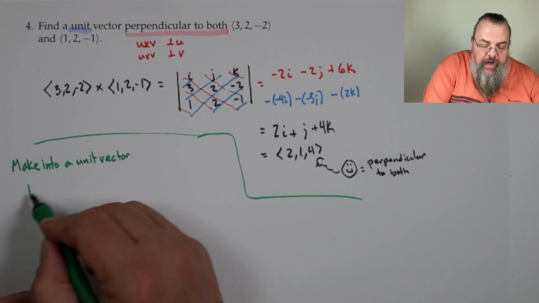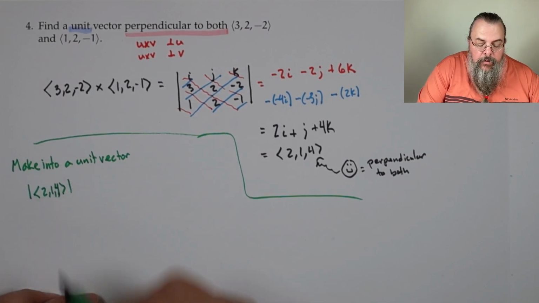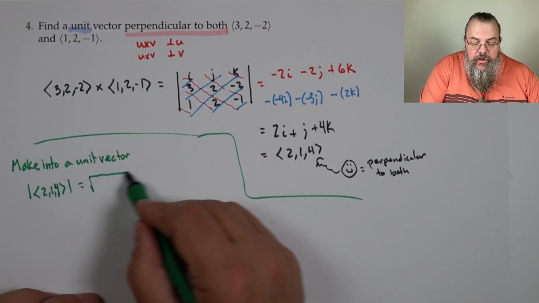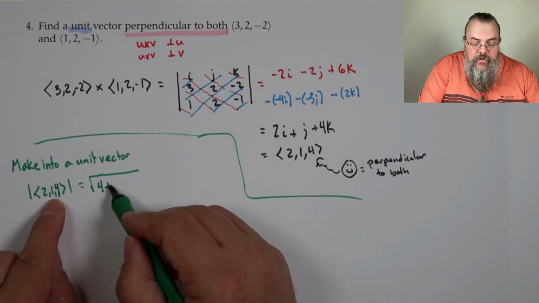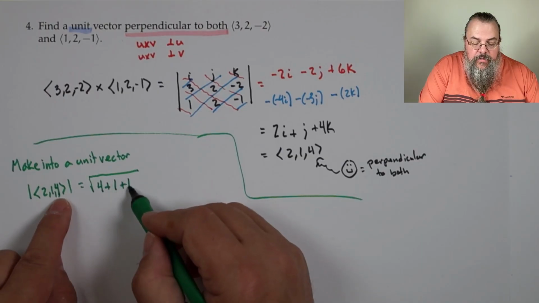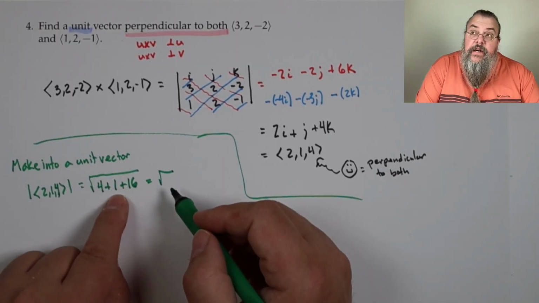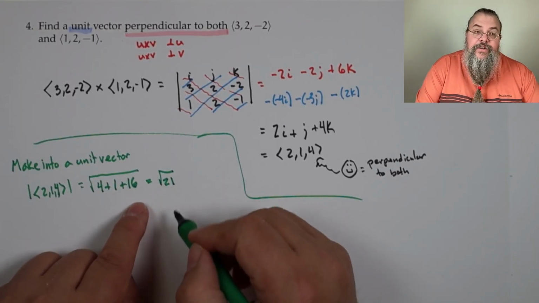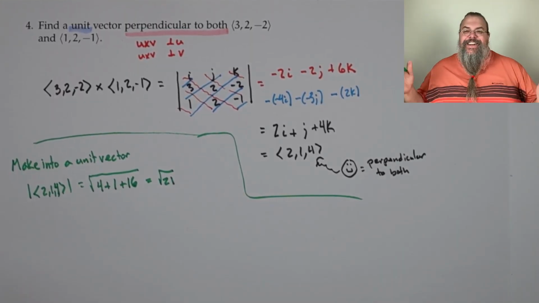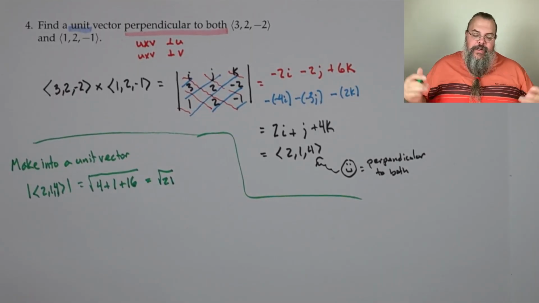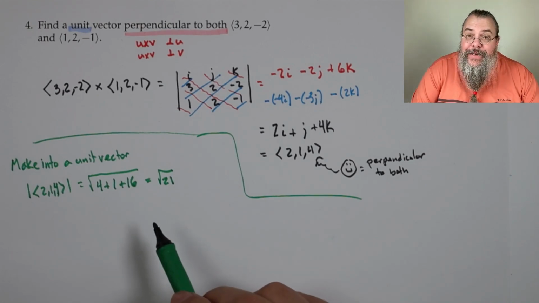So we say, what's the magnitude of the vector 2, 1, 4? Well, it's going to be the square root of 2 squared, which is 4, 1 squared, which is 1, and 4 squared, which is 16, which is the square root of, well, 4 plus 1 is 5 plus 16, 21. And the square root of 21. Okay, so not everything will work out nicely. So that's the current length of the vector.